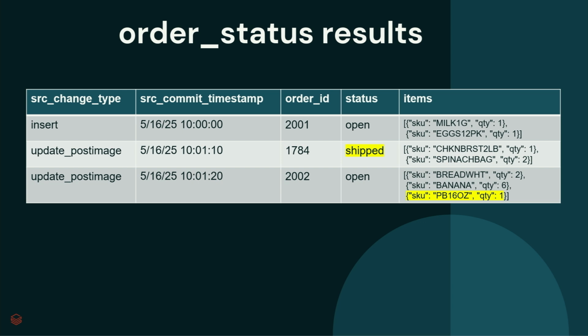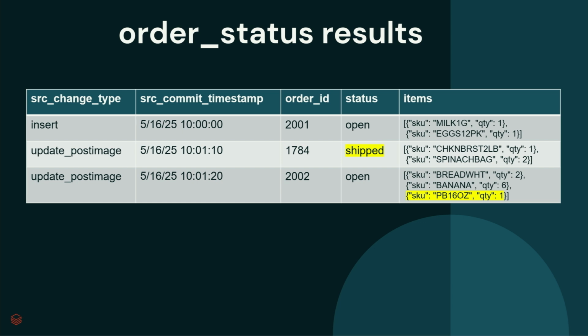1784 had an update. So our results are that post image of the row where we see the status which is now shipped. Order 2002, if you remember, it had an insert followed by an update. So again, the output of apply changes is we have that final image of the row that is the third item was added.